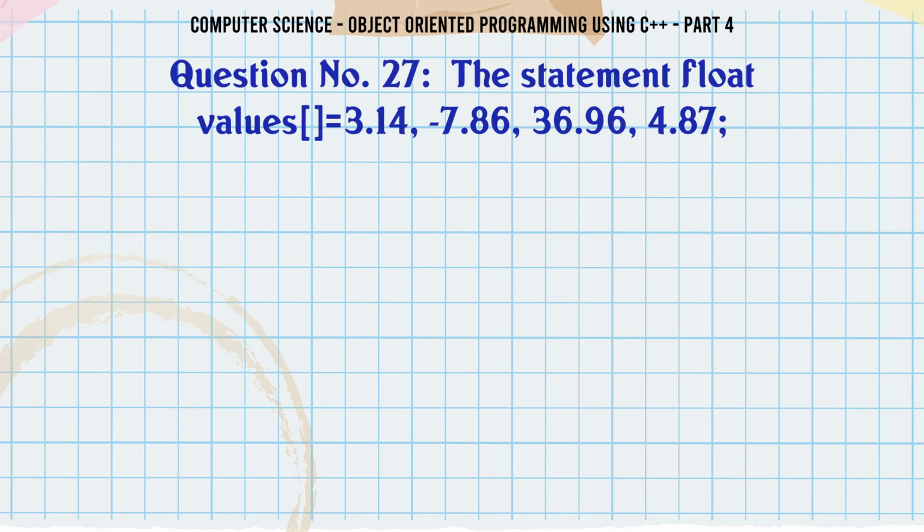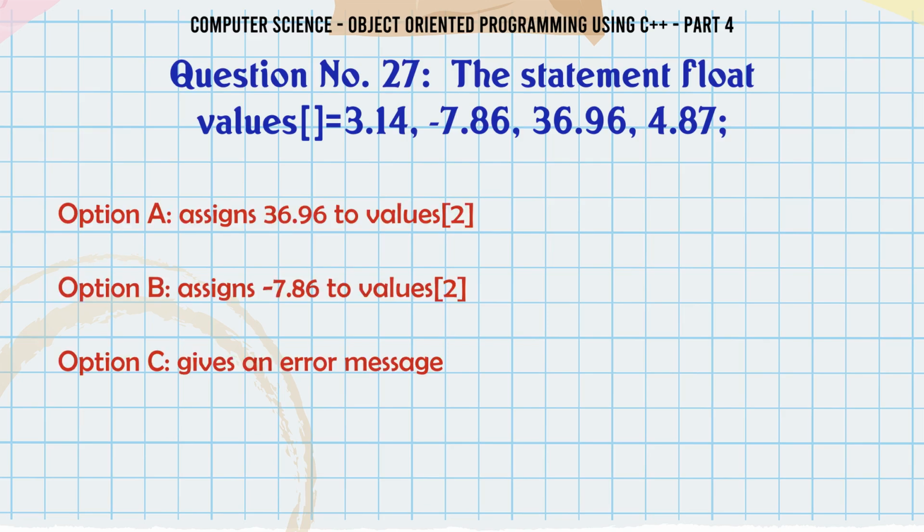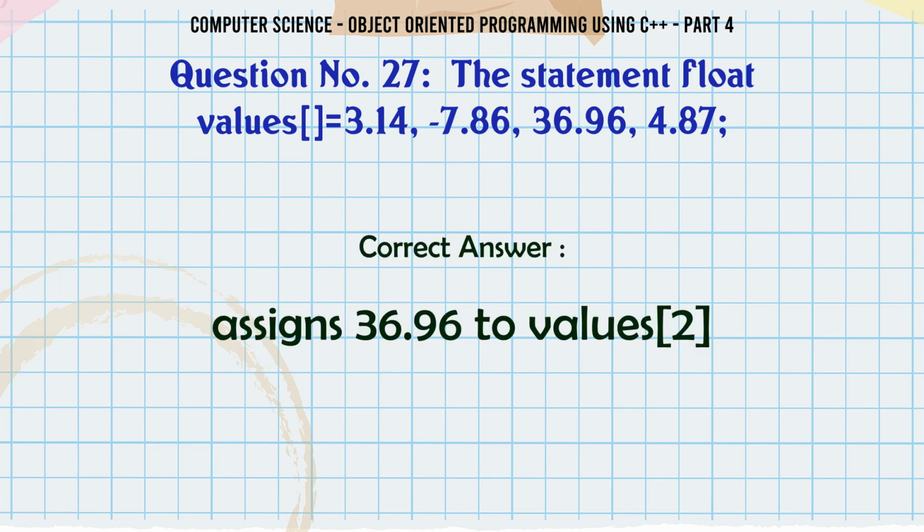The statement float values[] = {3.14, 7.63, 6.96, 4.87}. A. assigns 36.96 to values[2]. B. assigns 7.86 to values[2]. C. gives an error message. D. assigns 14 to values[2]. The correct answer is assigns 36.96 to values[2].